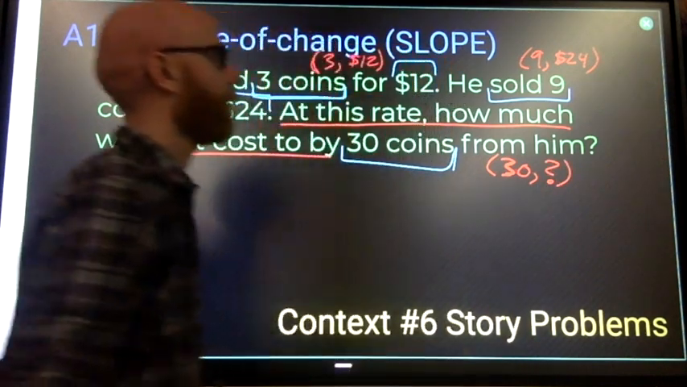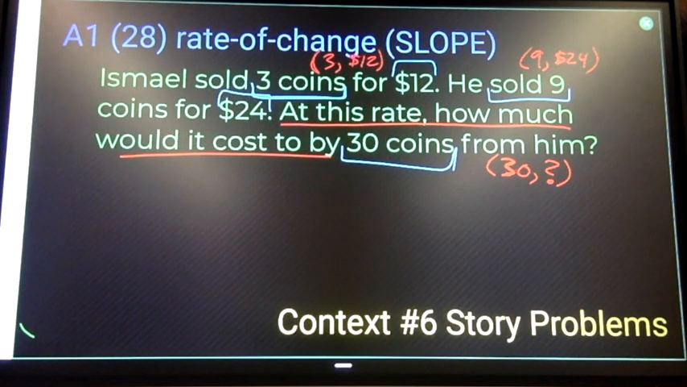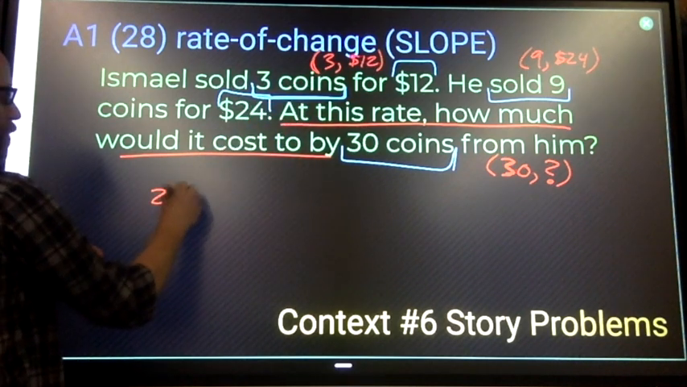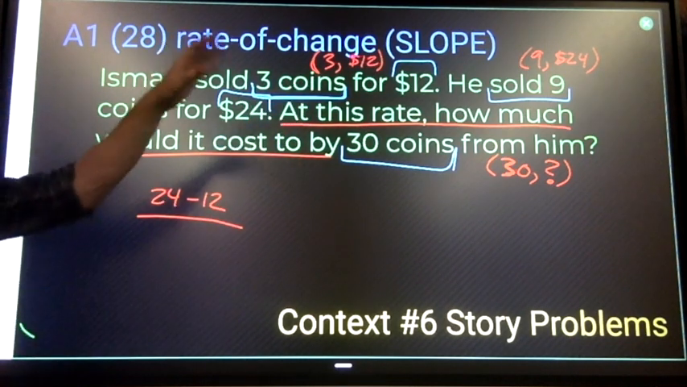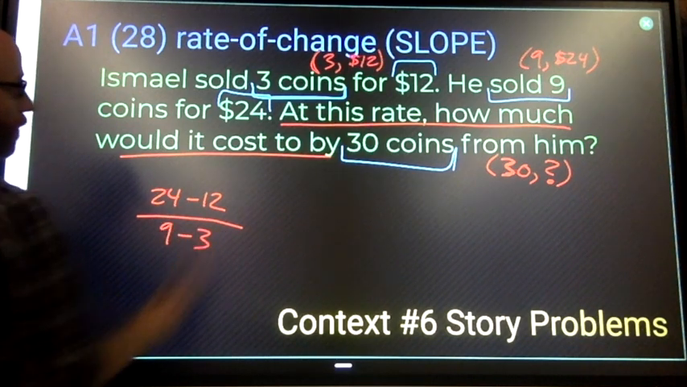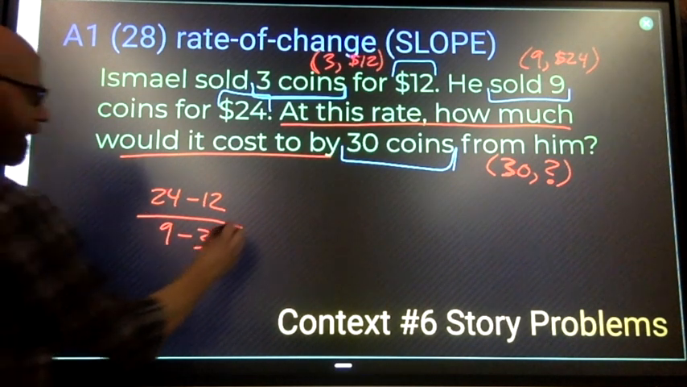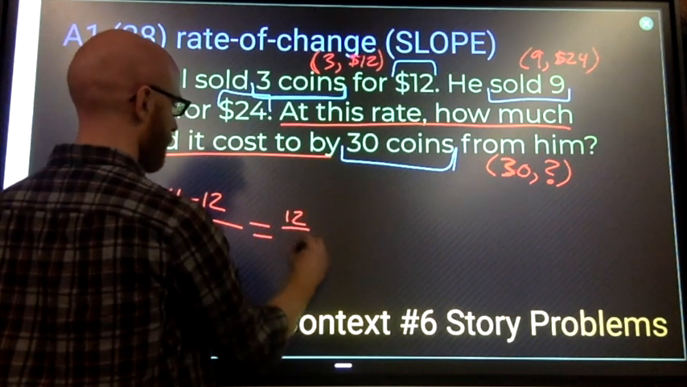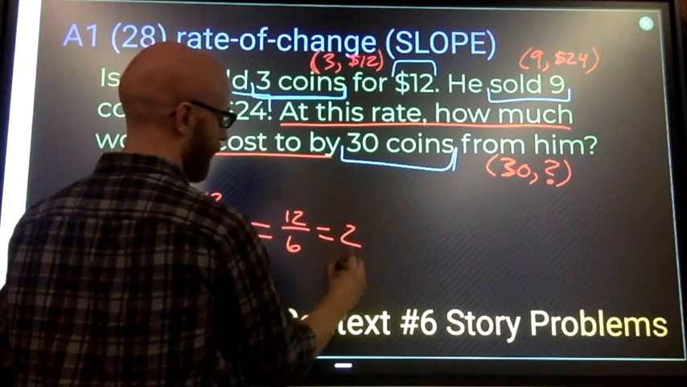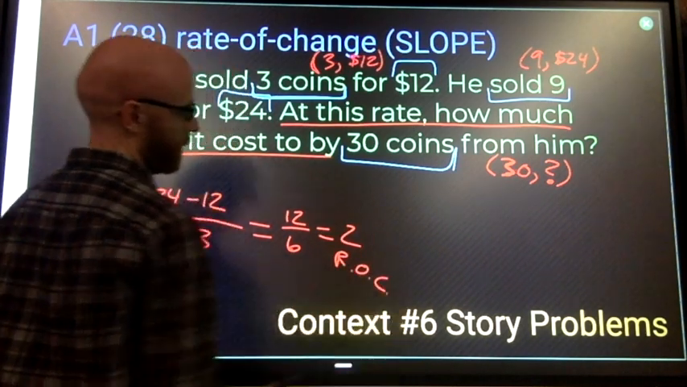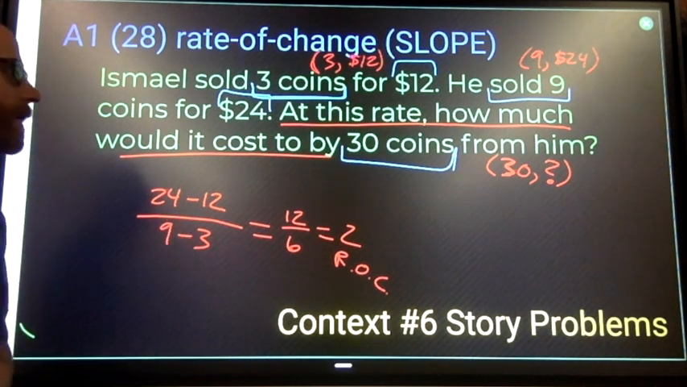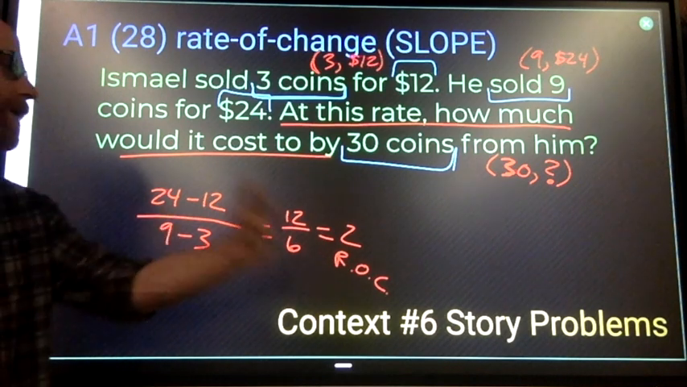Okay, so starting just with the first piece, let's find the rate of change. All right, we have y minus y, 24 minus 12, over x minus x, 9 minus 3. All right, I gave you guys a lot of slopes that equal 2 this time. 12 over 6 equals 2. 2 is the rate of change. All right, that means for every new coin that we're adding, we're paying $2 extra, right?